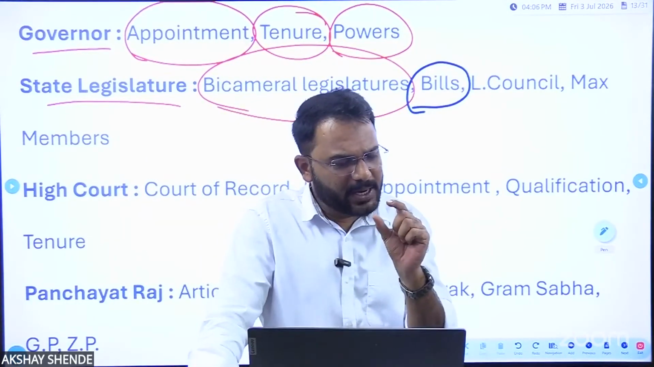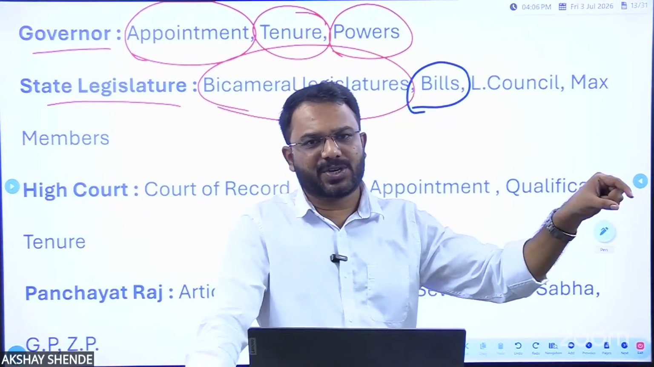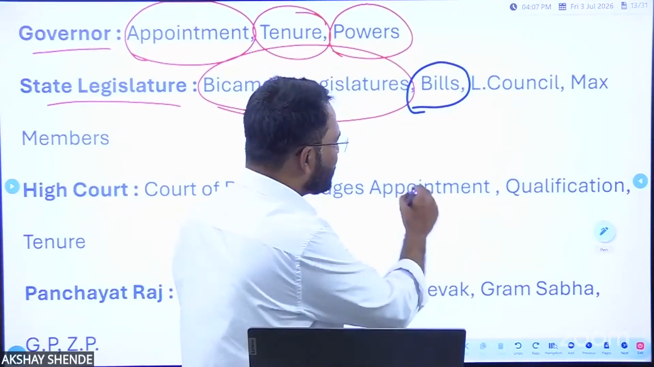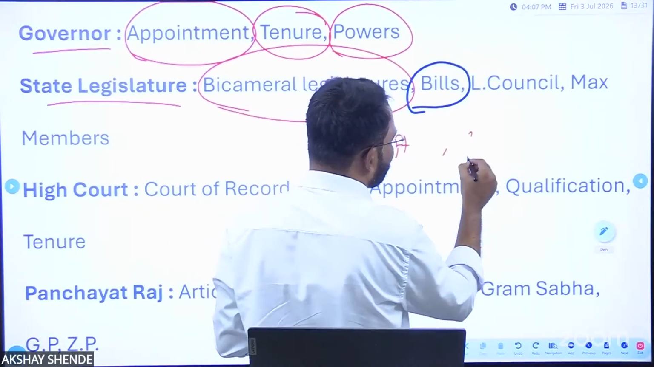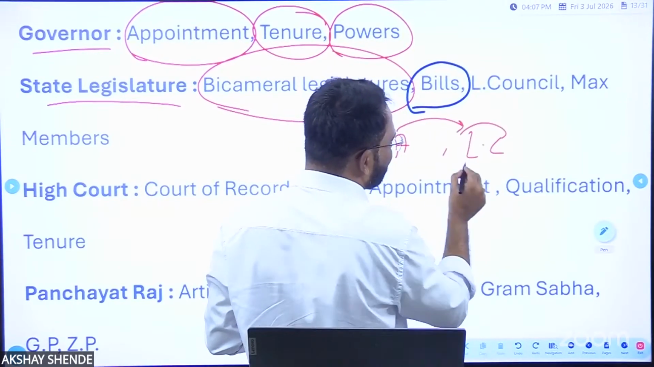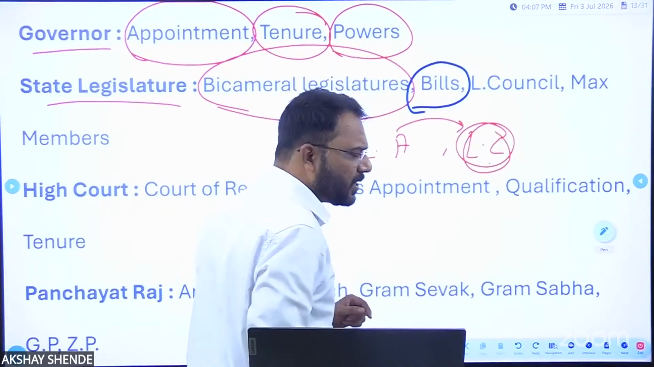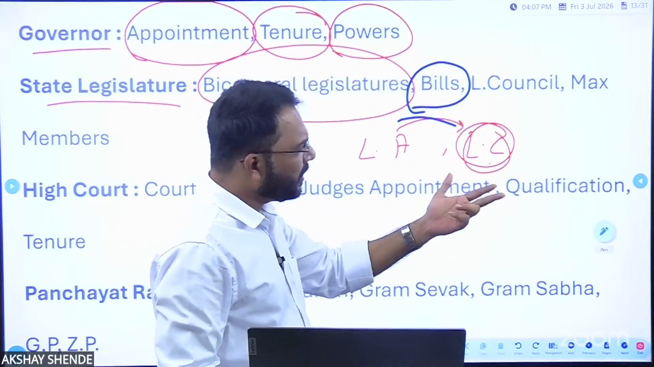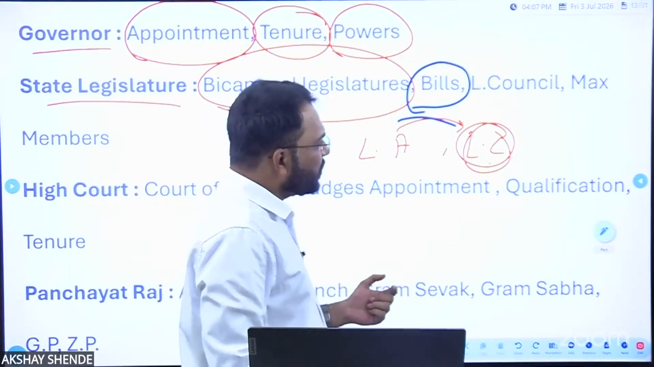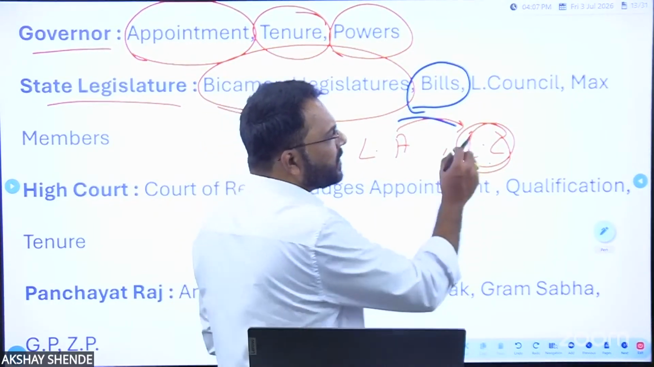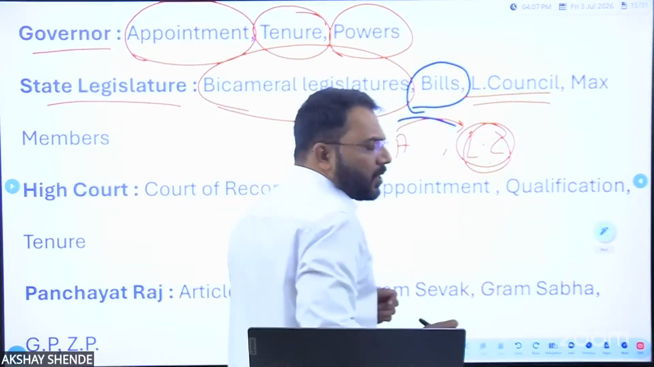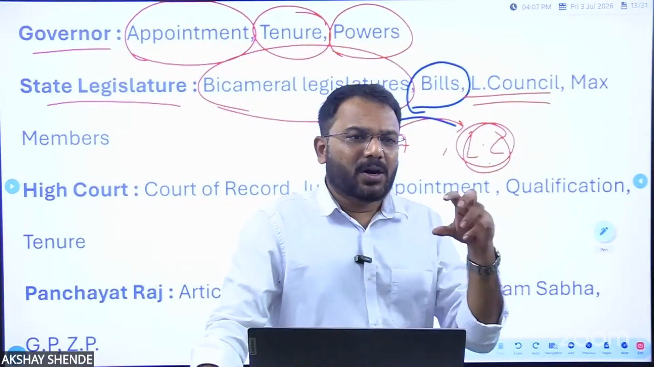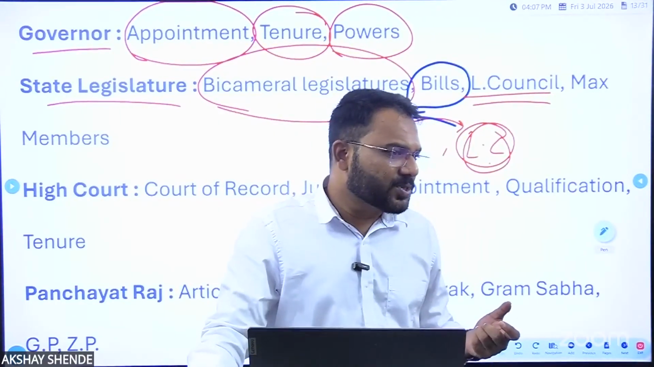What happens to a bill when it is passed to the Vidhan Parishad by the Legislative Assembly? When a bill is passed from Legislative Assembly to Legislative Council, what powers does this Legislative Council have for this bill? If it is a money bill, the powers are different. If it is an ordinary bill, the powers are different. Okay, so this kind of questions. Legislative Council. What are the members? What is the minimum number of members? Okay. What are the powers of Legislative Council? Yes.